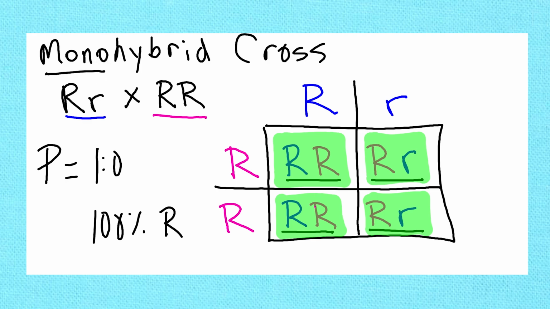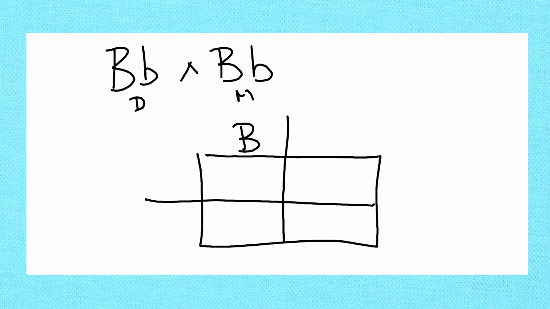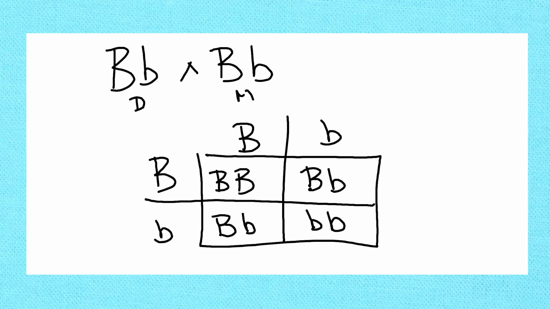Remember, this is a monohybrid cross because we're looking at one trait. That's why there's 1 letter of the alphabet present. I'm going to do one more example for that one. Got a heterozygous dad crossed with a heterozygous mom. We'll put dad up here and mom over here. We will battleship up the letters and then we'll look at our combinations.